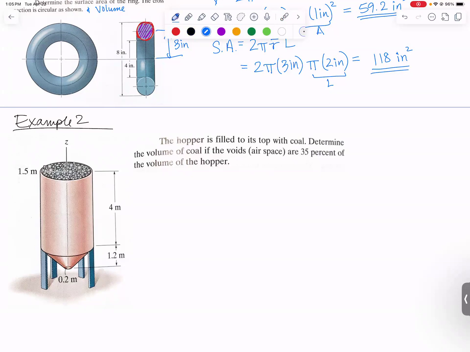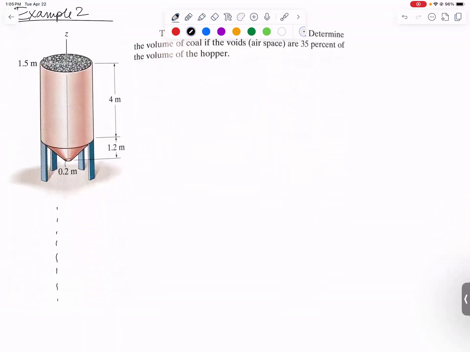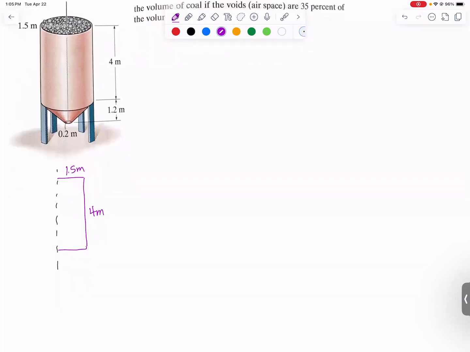What I find really useful with this one is a nice 3D picture, but what we really want is a 2-dimensional shape that gets revolved. So if we want the 2-dimensional shape getting revolved about this z-axis, it looks like what I have first is a rectangle that's 4 meters high, and it looks like it's 1.5 meters wide. And then at the bottom, it goes in at an angle and then straight across. So I'm probably going to break this up into 3 shapes, a rectangle, and a triangle.